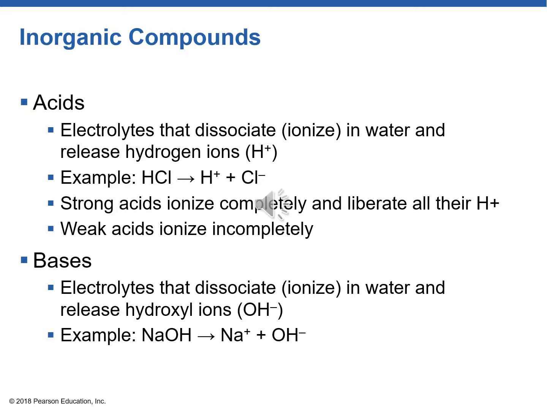When acids dissociate, they release hydrogen ions. An example is hydrochloric acid. This is actually produced in your stomach, believe it or not. Hydrochloric acid can break down into hydrogen and chloride, and it is a strong acid. It tends to ionize completely and release all of the hydrogens. Weak acids ionize incompletely. That means they don't break down completely.